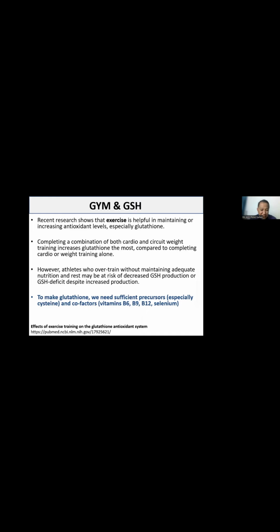However, athletes who overtrain without maintaining adequate nutrition and rest may be at risk of decreased glutathione production or glutathione deficit despite increased production. To make glutathione, we also need, apart from sufficient precursors, especially cysteine, the cofactors: vitamins B6, 9, 12, and selenium.